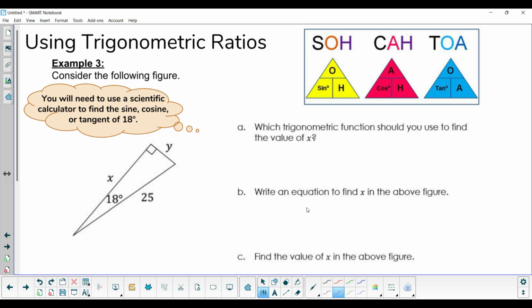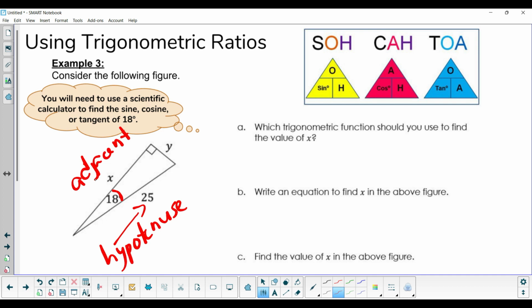We have this example. I'm hoping you did it, but if not, I'm going to explain it because, again, I want to make sure that you understand. First question says, which trigonometric function should you use to find the value of x? So x is a side. We have 18 as the angle, 18 degrees, and x is a leg. So we know 25 is the hypotenuse. And in relationship to 18, x is the adjacent.